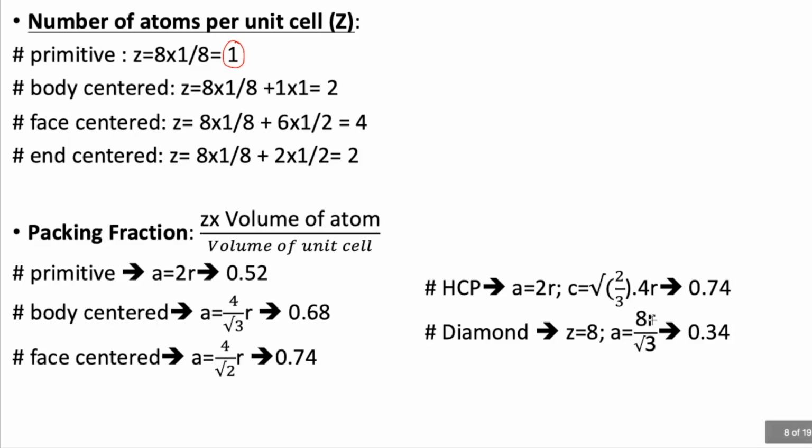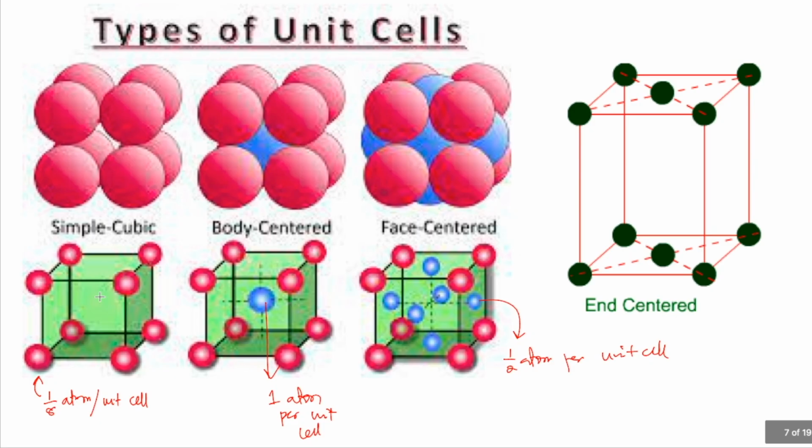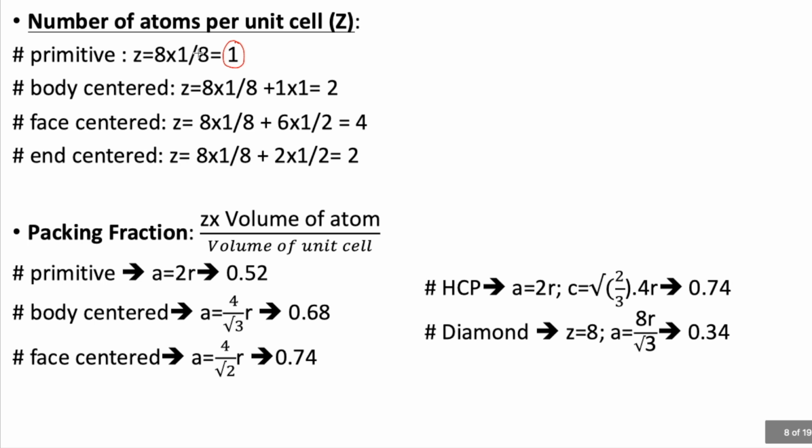So considering this for primitive, since there are 8 atoms, you can count 1, 2, 3, 4, 5, 6, 7, 8. So 8 atoms into 1 by 8 will give 1. For body centered cubic, 8 atoms on the corner, so 1 by 8 for them, and 1 into 1 for the body centered. Total atoms: 2 per unit cell.